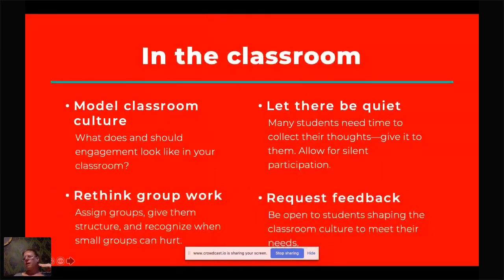So let's talk about what we do in the classroom itself to be inclusively excellent. So the first suggestion I have is to model classroom culture. What does and should engagement look like in your classroom? And this is where I return to the ground rules that you and your students set together on the first or second day of class. What are we going to do when someone's offended? So in my experience, I talk openly about how it's very likely that there will be microaggressions in this class because that's the world we live in. And so how are we going to deal with them?